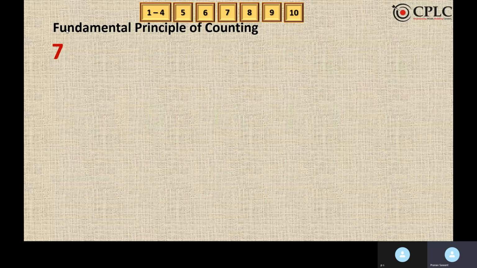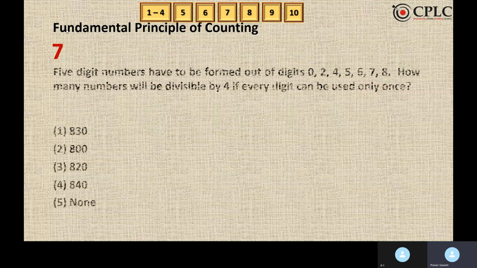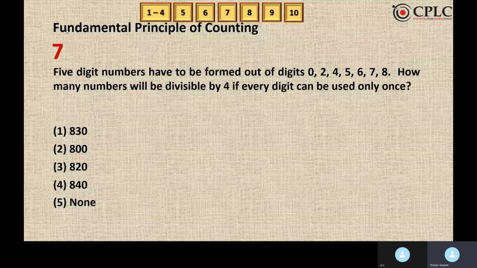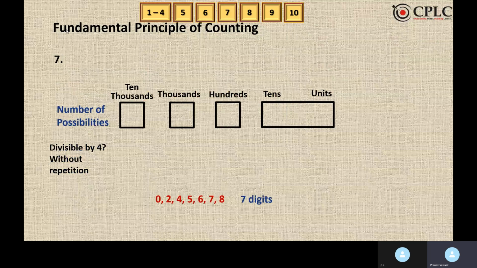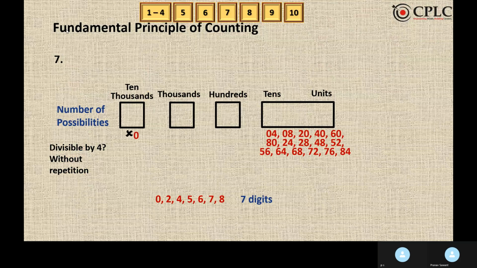Moving to the next question. 5-digit numbers have to be formed out of 0, 2, 4, 5, 6, 7, 8. How many numbers will be divisible by 4 if every digit can be used only once? Divisibility of 4 says we just have to check the last 2 digits of the number. So let us take these 2 digits together. Now these are the possibilities of numbers divisible by 4.